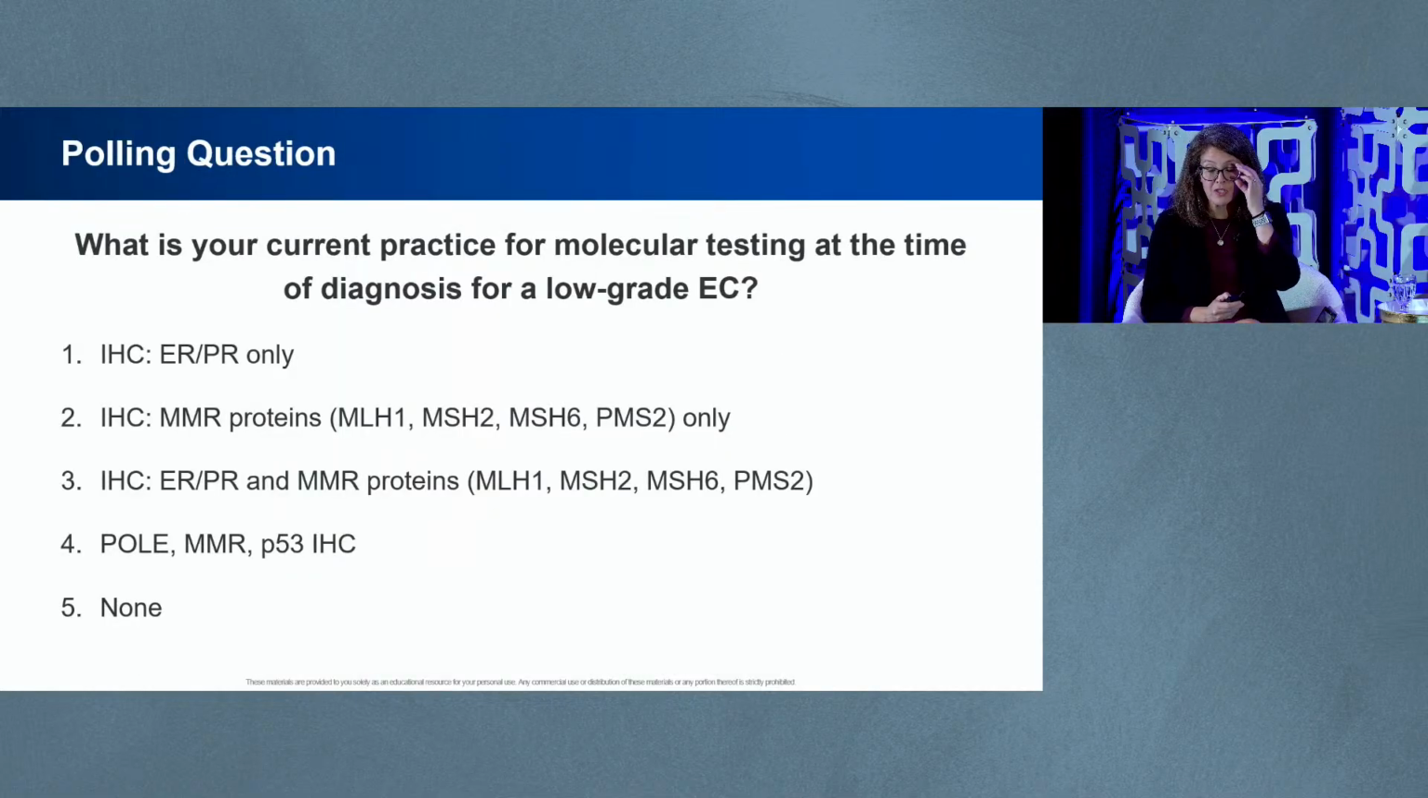So the first polling question is, what is your current clinical practice for molecular testing at the time of diagnosis for a low-grade endometrial cancer? Number one is, do you do IHC for ER and PR only? Again, low grade, so endometrioid grade 1 and grade 2. Do you do immunohistochemistry for the mismatch repair proteins only? Do you do ER, PR, and mismatch repair proteins? Number 4, do you do the whole ProMisE classification, so POLE, mismatch repair, as well as p53 IHC? Or 5 would be, there's no standard at your institution.